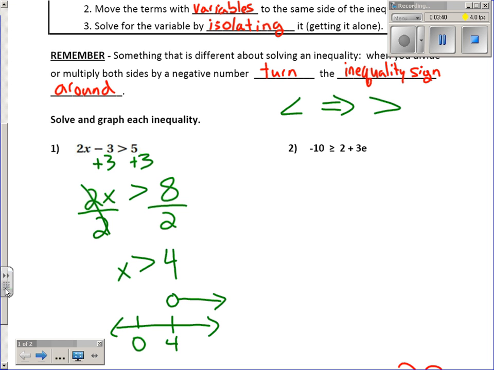All right, number 2, you're going to do on your own. And go ahead and turn over.